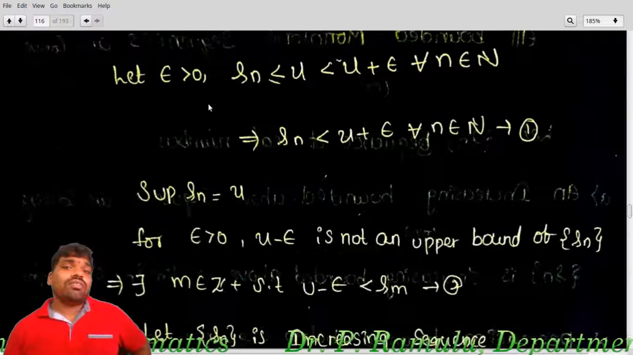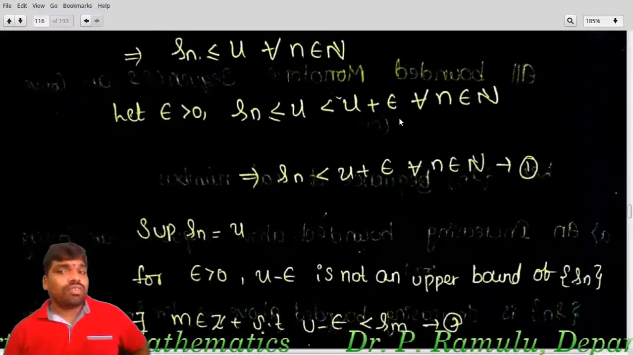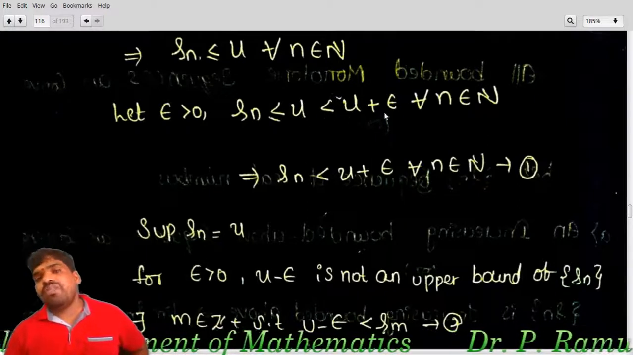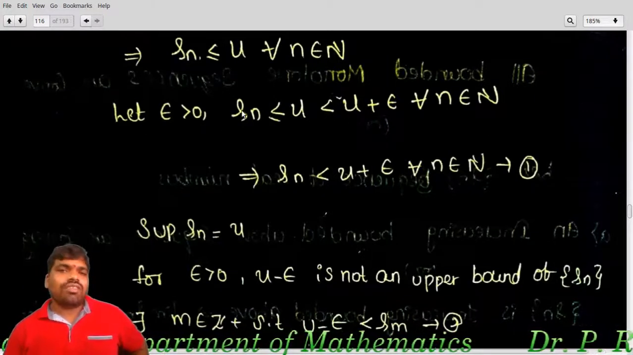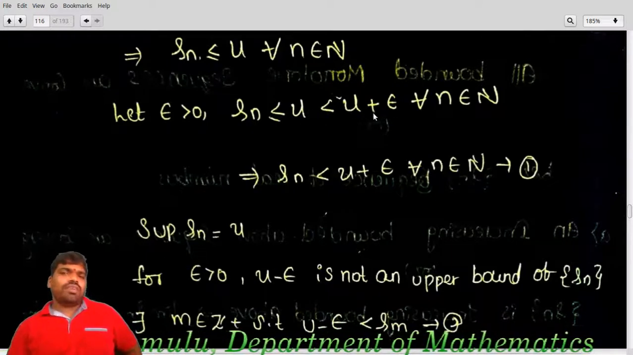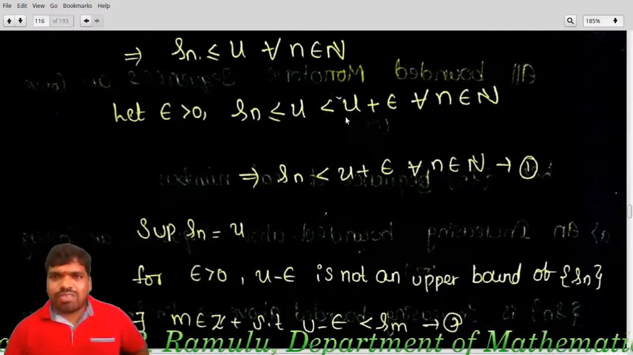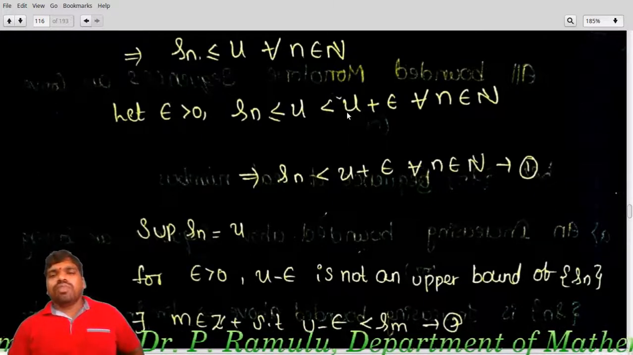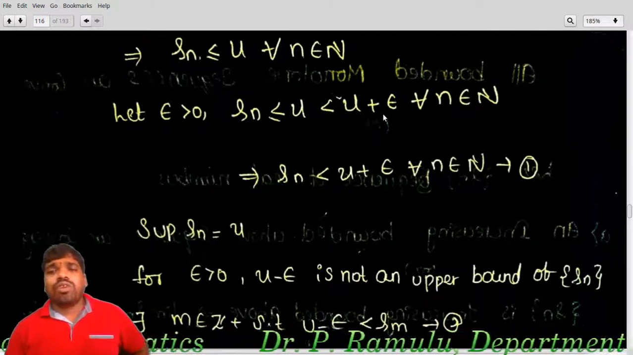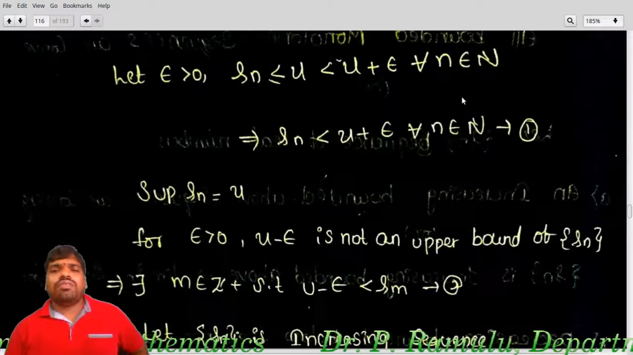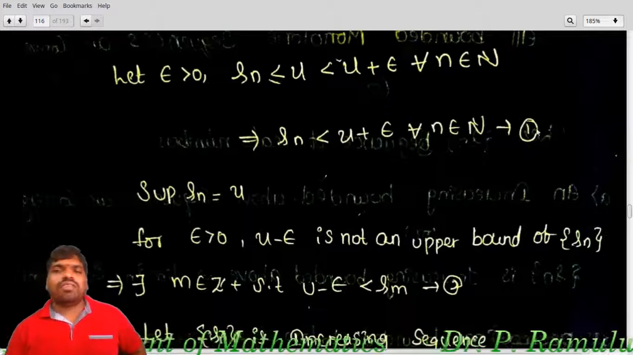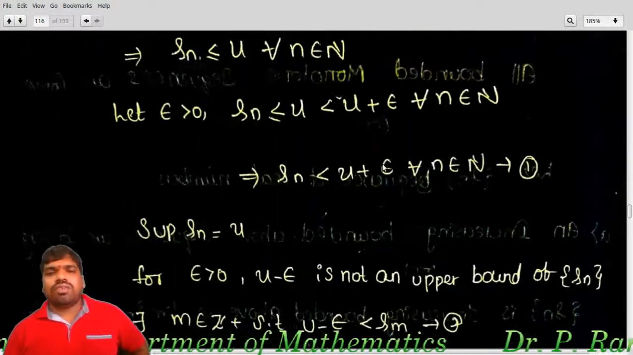In sequences, I wrote some notes, right? Let epsilon be greater than 0. S_n is less than U plus epsilon for all n belongs to N. Why? Because if I add some positive number to U, then U is less than U plus epsilon, right? I am adding this because I am required to prove the theorem. So S_n is less than U plus epsilon for all n belongs to N. This is one. This first part is clear.